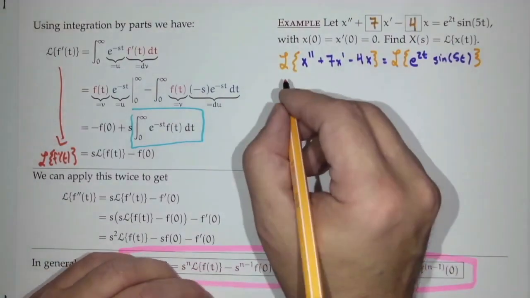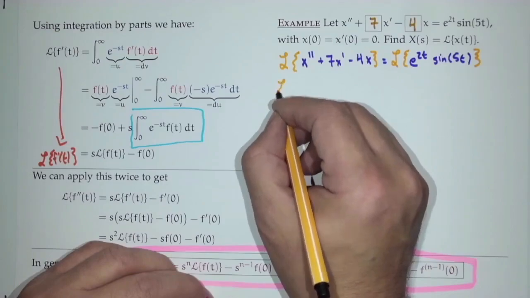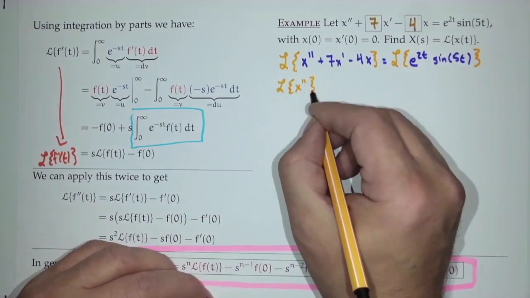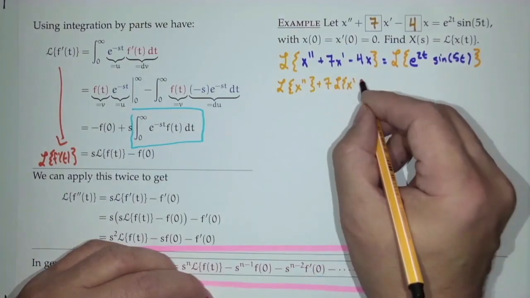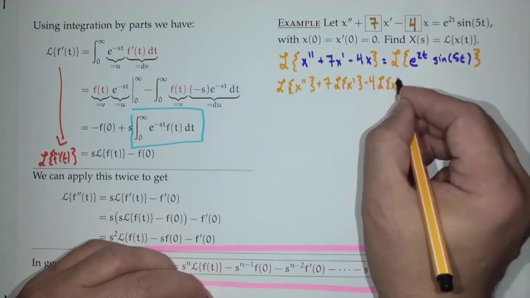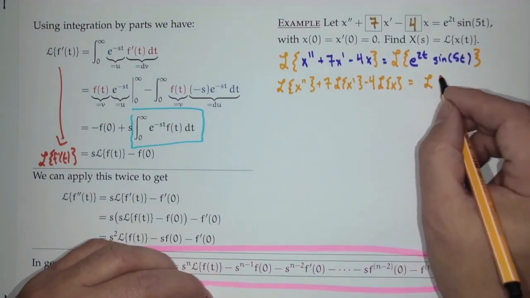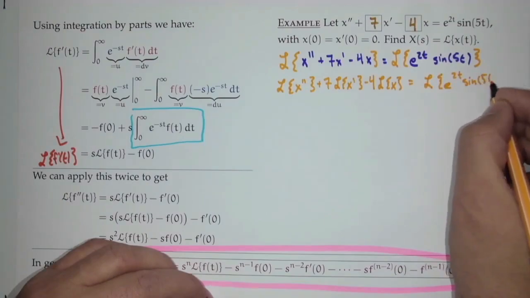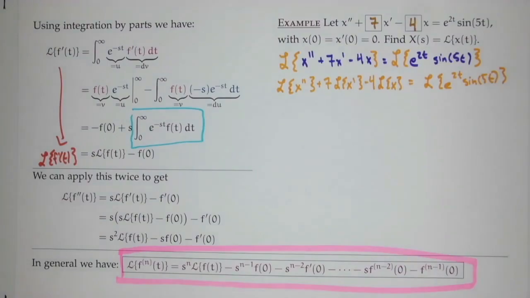Well, we can break up over addition and subtraction. So this is the same as the Laplace of x double prime plus 7 times the Laplace of x prime, minus 4 times the Laplace of x. And then there's the other side. We'll come back and visit the other side in a few minutes. We're going to spend some energy on the left-hand side.